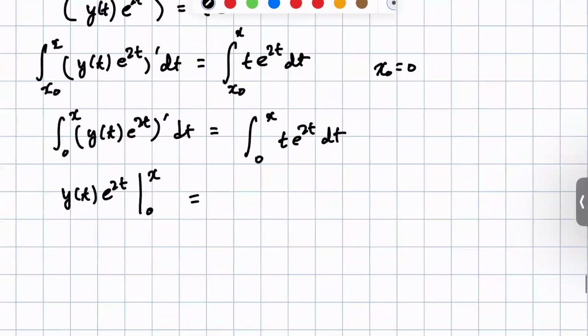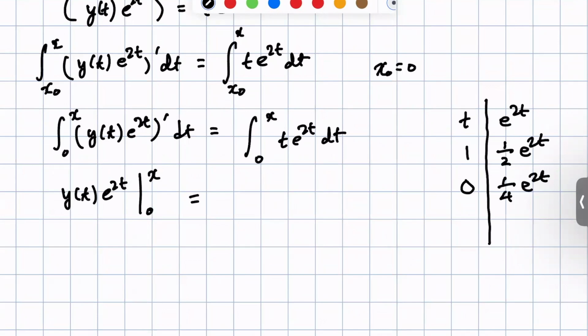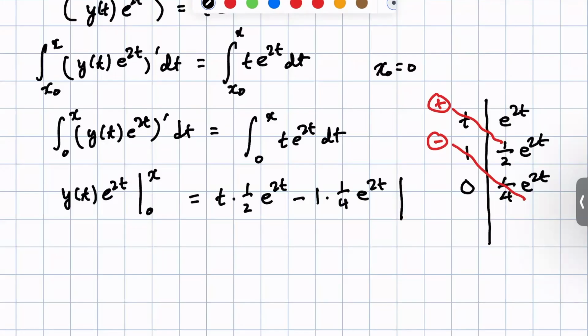And let's just remind ourselves how to integrate by parts here. I have this little table I can make. I'm going to keep differentiating the left side until I get 0. I'm going to keep anti-differentiating the right side until I get to the 0 row. And then I have these diagonals. I have a plus, I have a minus. So let's take a look at the first diagonal. It's t times 1/2 e to the 2t, and then minus 1 times 1/4 e to the 2t, evaluated from 0 to x.